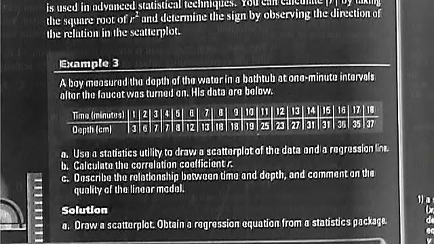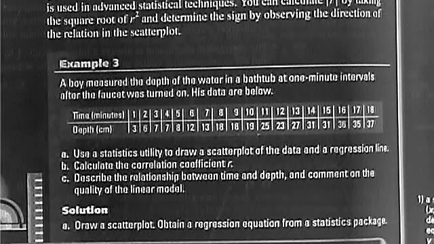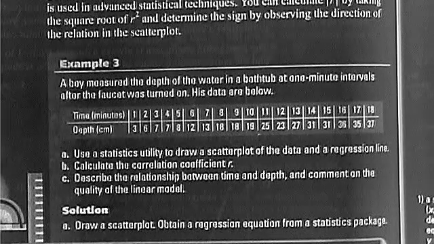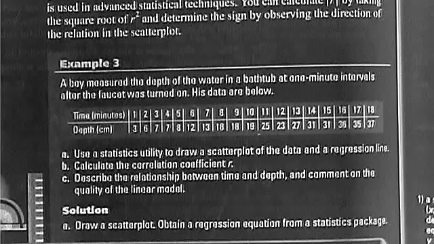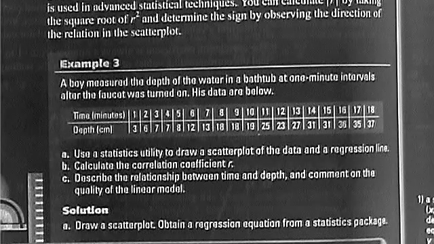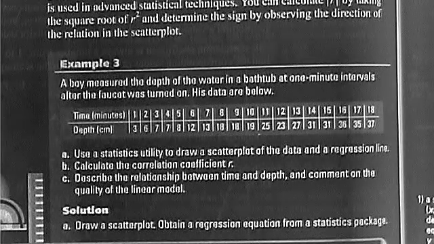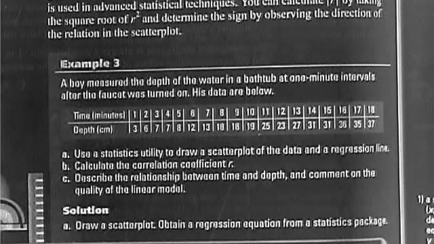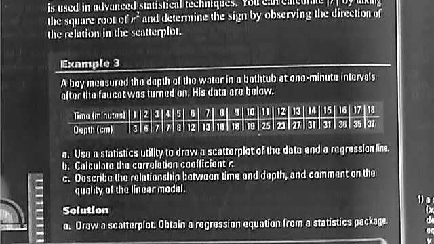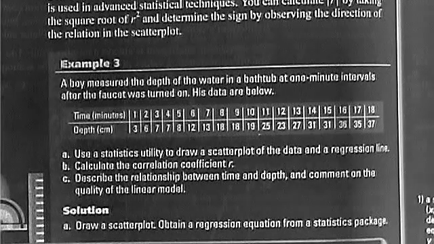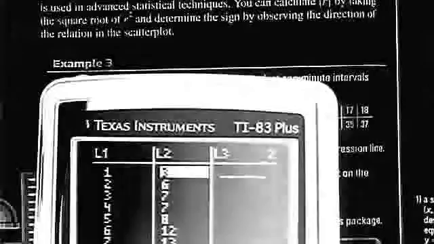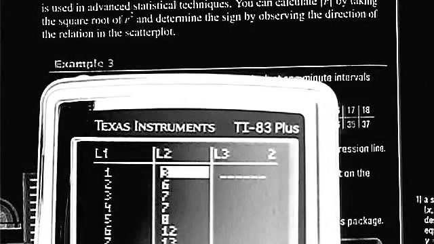It says a boy measured the depth of the water in the bathtub at 1-minute intervals after the faucet was turned on. His data are below. Okay, so it says use a statistics utility. That's not like Batman's utility belt. Okay, that's a fancy way to say the graphing calculator, to draw a scatter plot of the data and then a regression line.